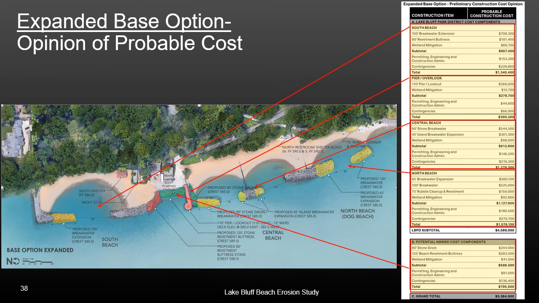This is a detailed opinion of probable cost for the expanded base option. It's very similar to the base option with the exception that the stone buttress in this area would add $267,800 to the project, and this concrete and steel pier would add $390,200 to the cost, for a total additional cost of $658,000 for the expanded base option.